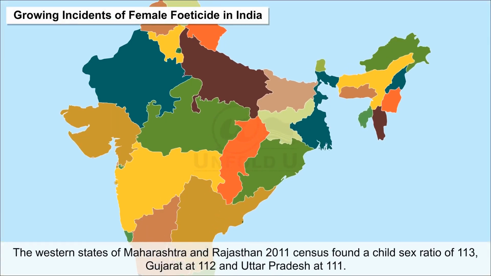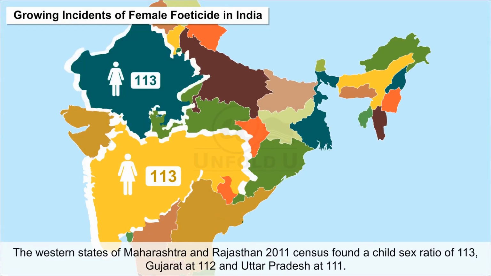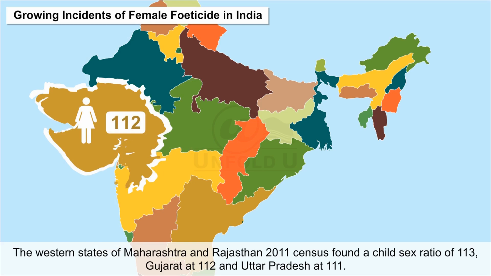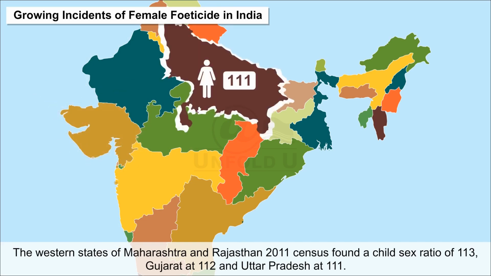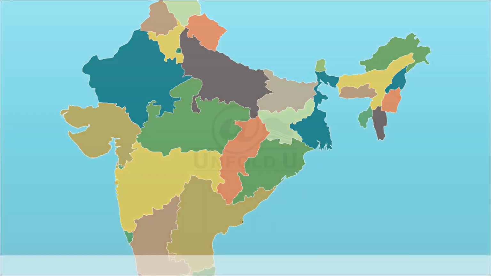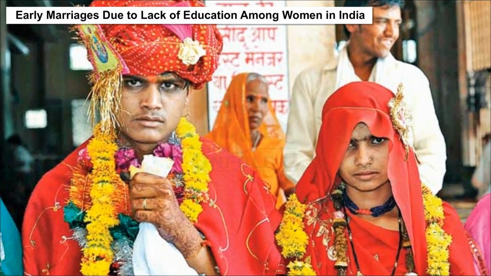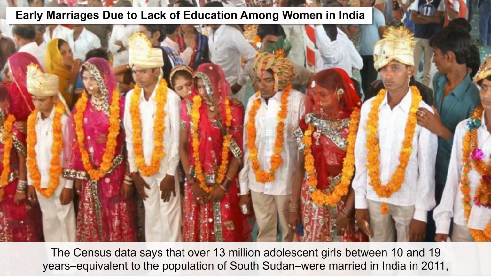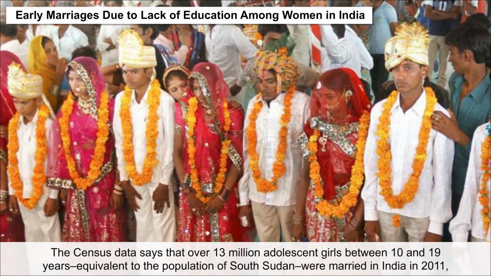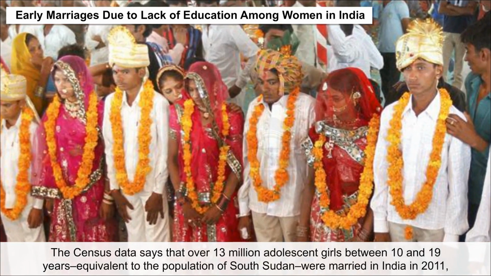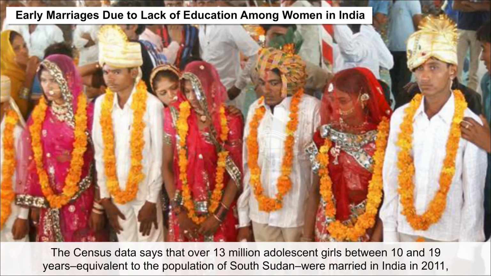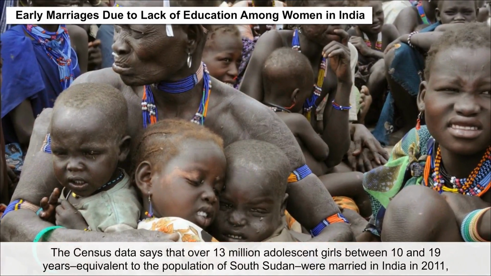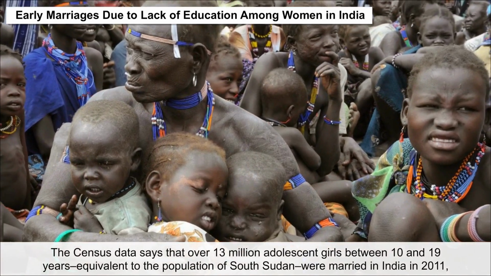In the western states of Maharashtra and Rajasthan, the 2011 census found a child sex ratio of 113, Gujarat at 112 and Uttar Pradesh at 111. Early marriages due to lack of education among women in India. The census data says that over 13 million adolescent girls between 10 and 19 years, equivalent to the population of South Sudan, were married in India in 2011.